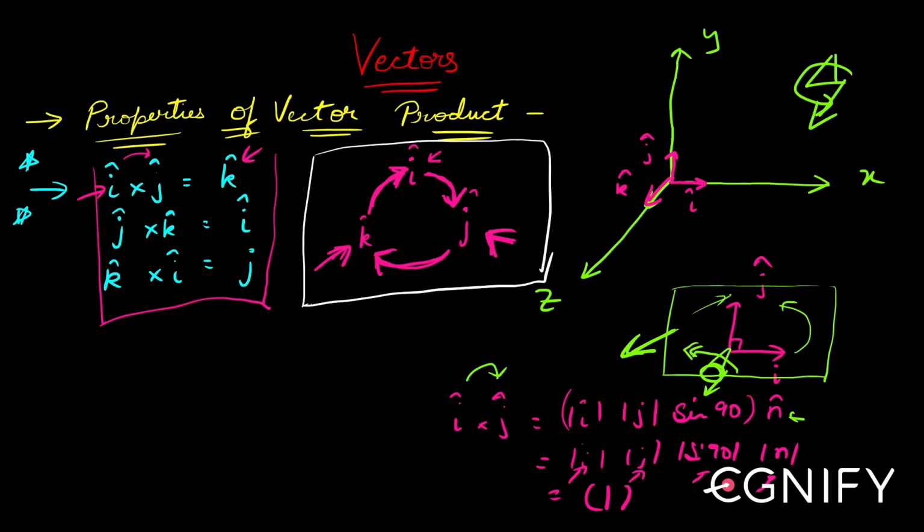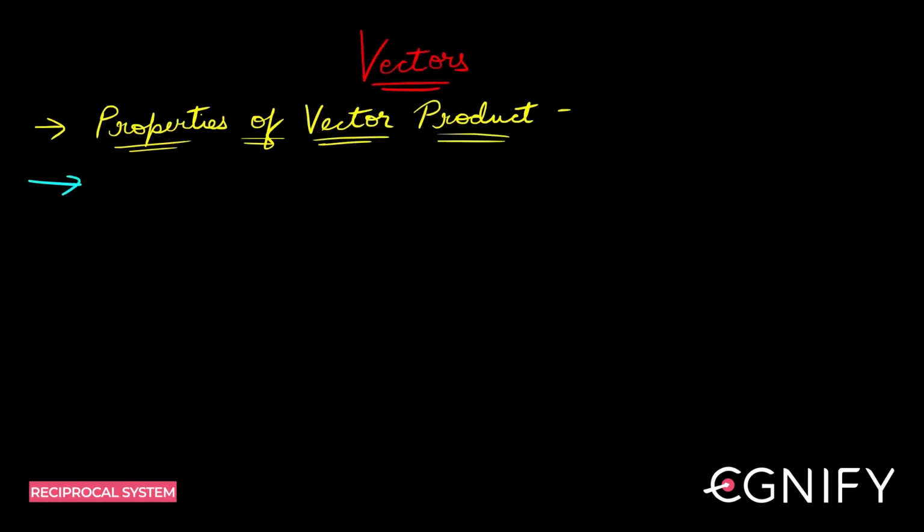This was a very, very crucial property. Let's move on to the next property. Following next property, this property is also extremely crucial. In fact, even more than the previous one, because this is about finding out the cross product of two vectors when they are given in their component forms.